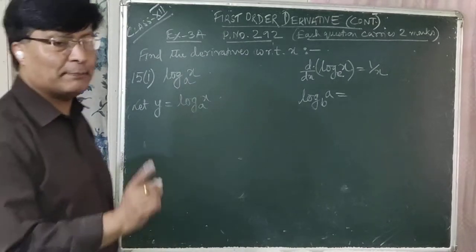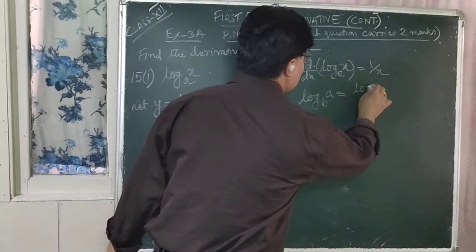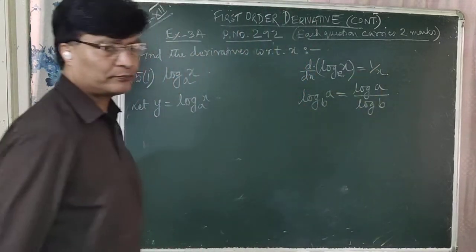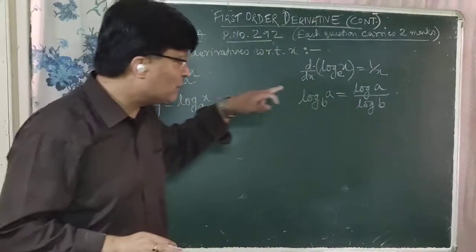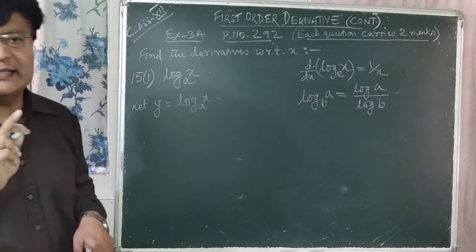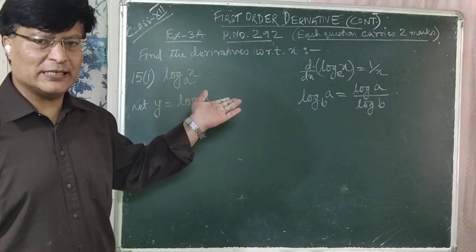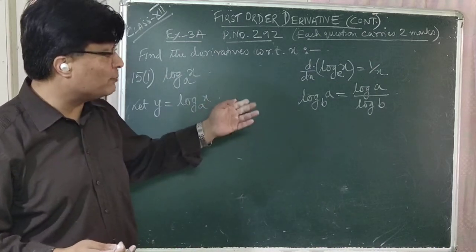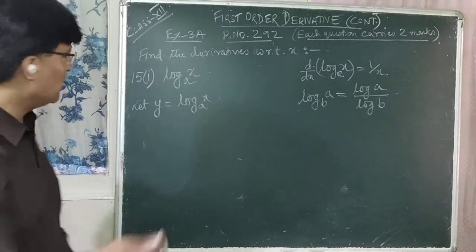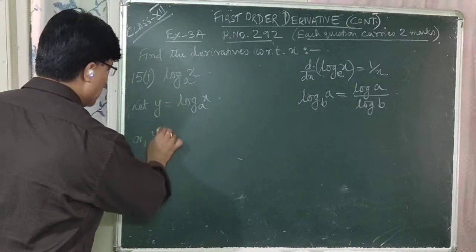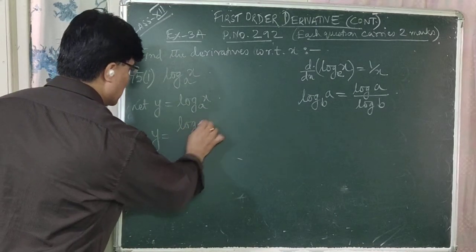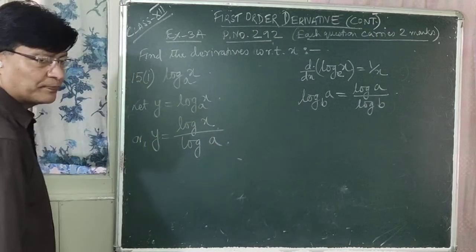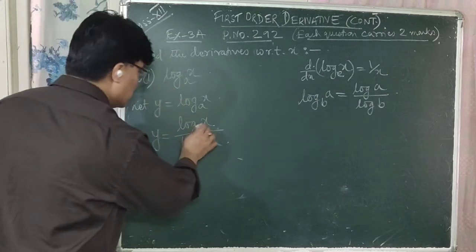If there is log a base b, you can write it as log a divided by log b. I told you that if there is no base, the base is e. You can write base e there, or you don't have to write it. So log a base b means log a divided by log b. Similarly here also, you can write y is equal to log x divided by log a. Now you can write down the base here.